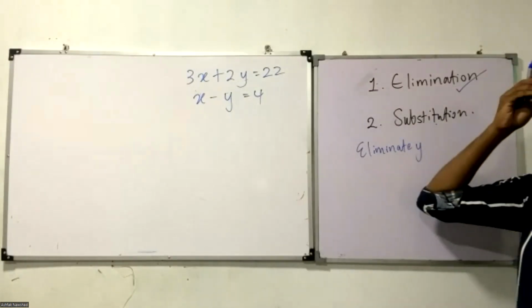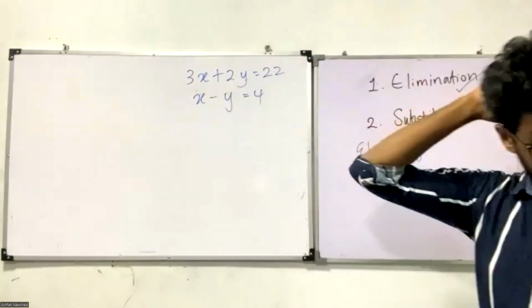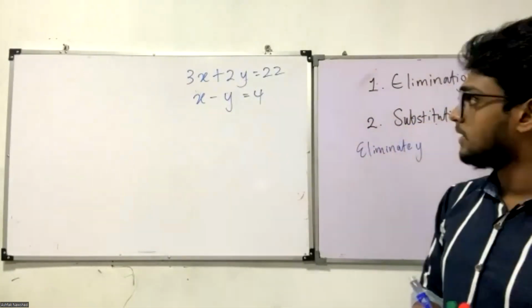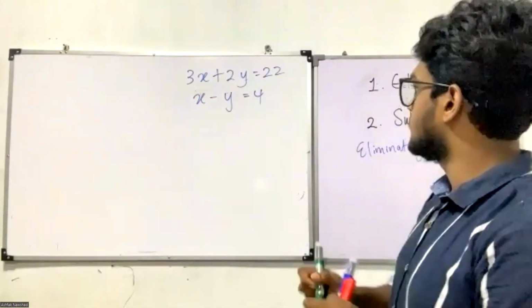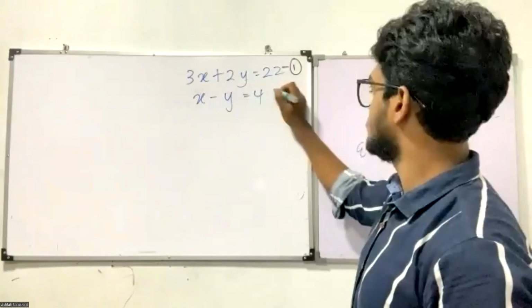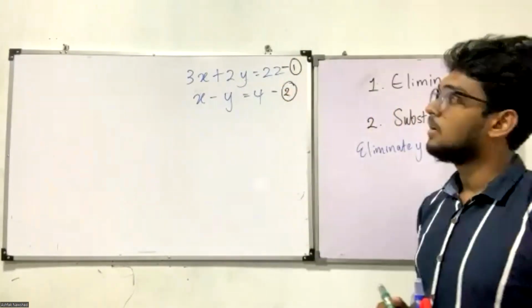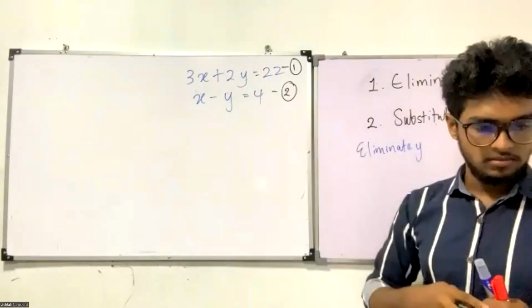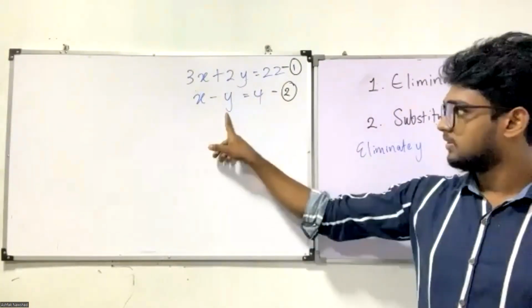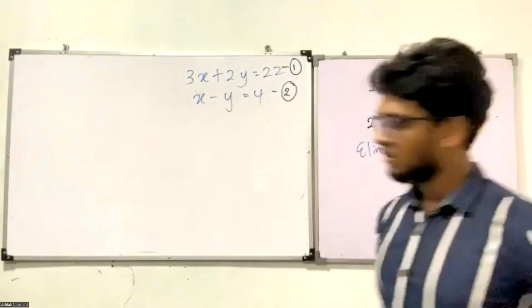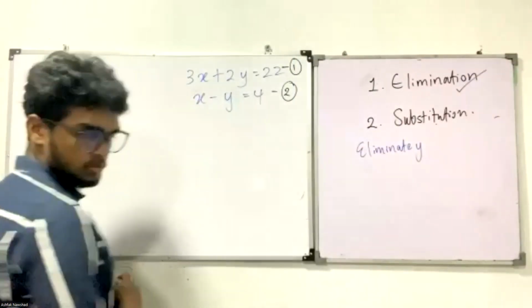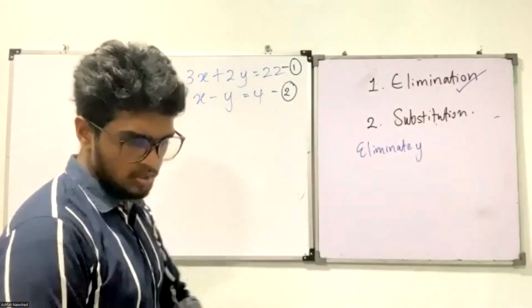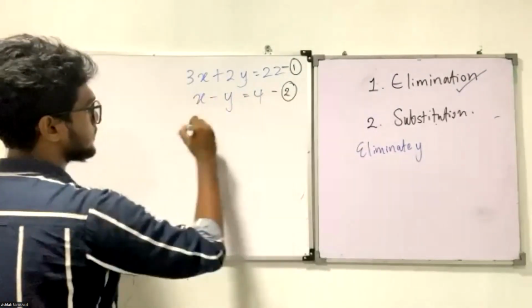In order to eliminate y, I must make the coefficients equal. First, I will name the equations. This is the first equation. This is my second equation. So, I can make this coefficient into what? This is 1. I can turn this 1 into 2 by multiplying the whole equation by 2.